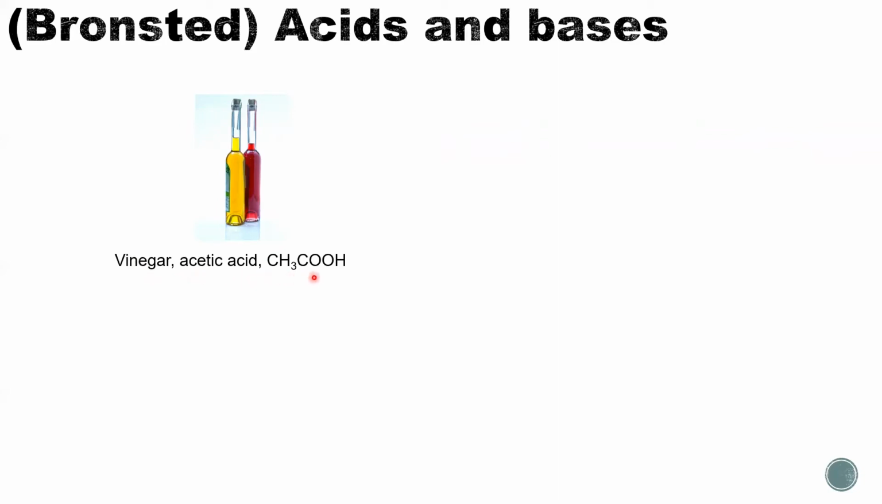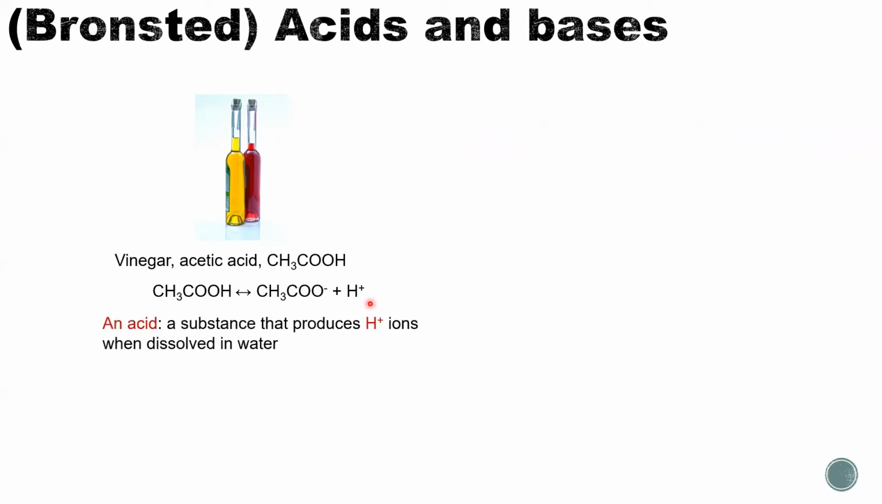So CH3COOH. When we dissolve this compound, acetic acid, into water solution, it's a weak acid, so it partially dissociates. But for the part it dissociates, it gives us hydrogen ion, or proton. So an acid, by definition, is a substance that produces H+ ions when dissolved in water. Anything that can give you H+ is an acid.